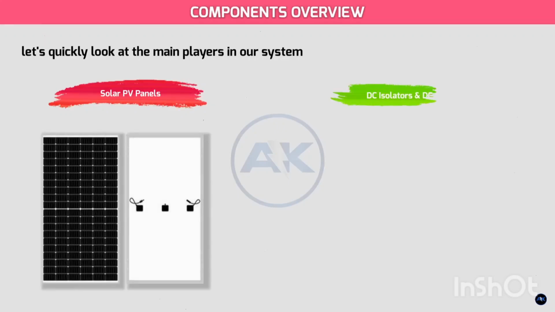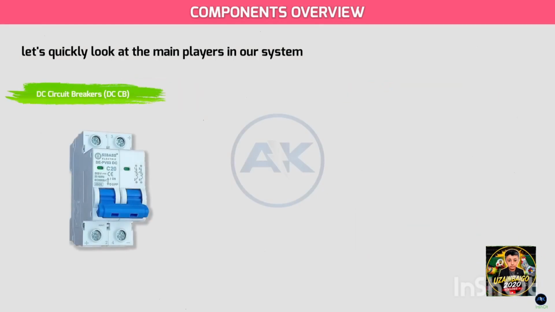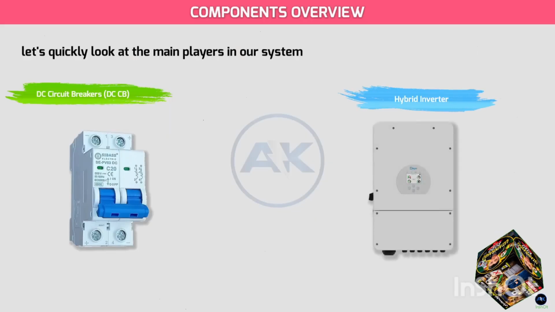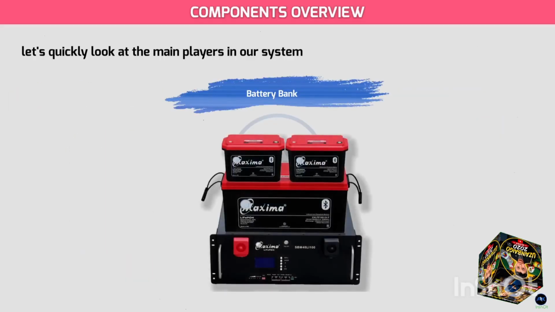Energy collectors, DC isolators and DC SPD, our safety switches and surge protectors for the DC side. DC circuit breakers, DCCB, overcurrent protection for DC circuits. Hybrid inverter, the brain. This unit converts solar power, manages battery charging, and can seamlessly switch between grid and battery power. Battery bank, your energy storage, essential for backup power.